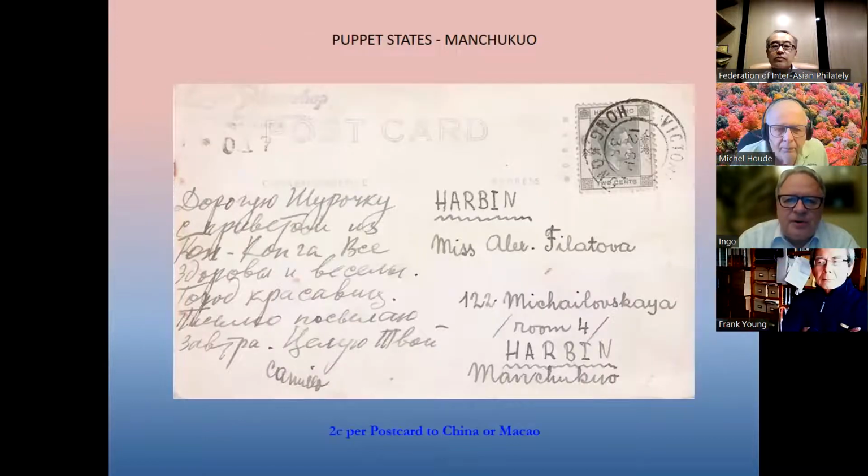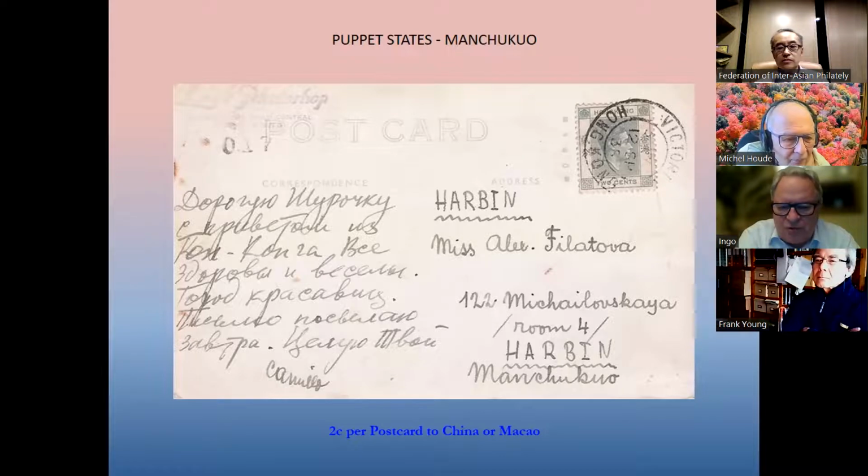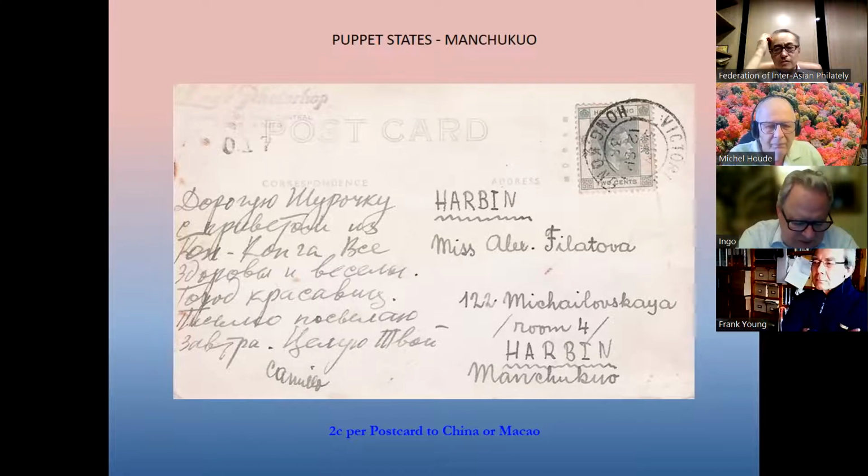All right. We're coming to the end. We're at puppet states. And of course, the Japanese took over a large territory of northern China, Manchuria, etc., and called it Manchukuo and made it into a little empire with a puppet dictator, the former emperor of China. And this is a postcard. I have two covers going to Manchukuo.